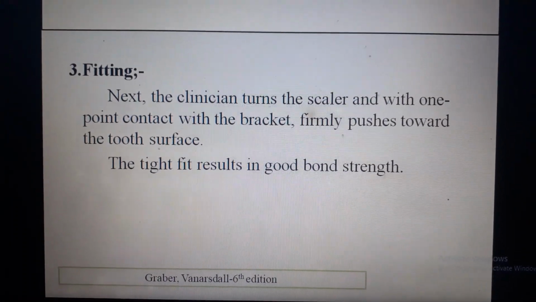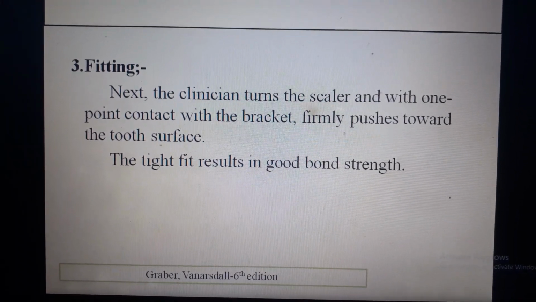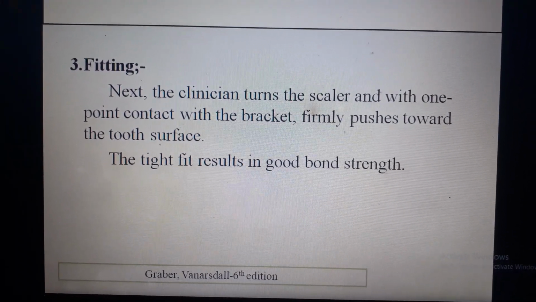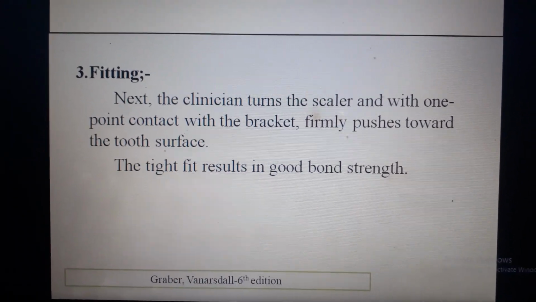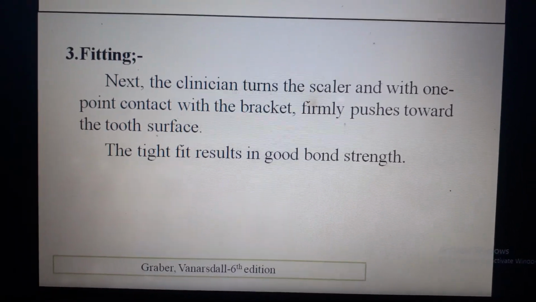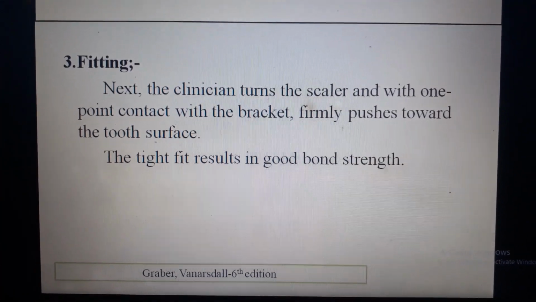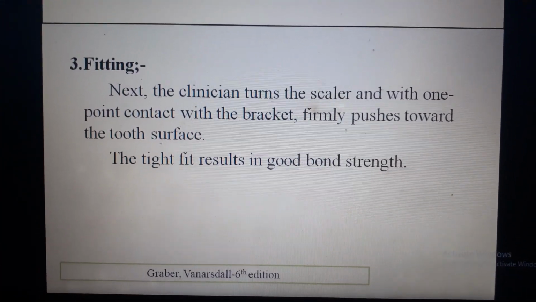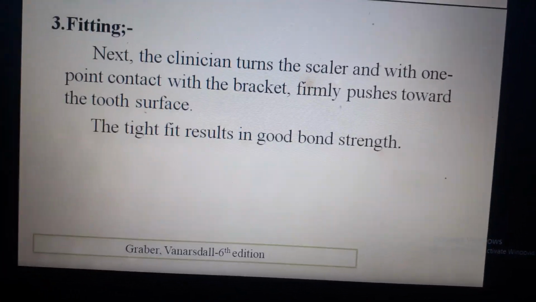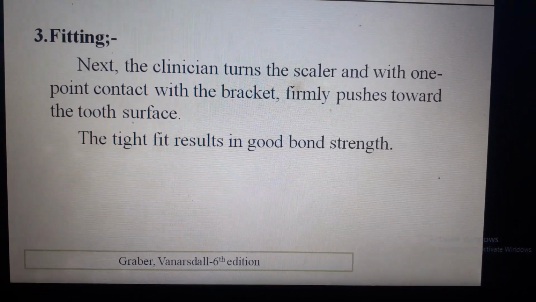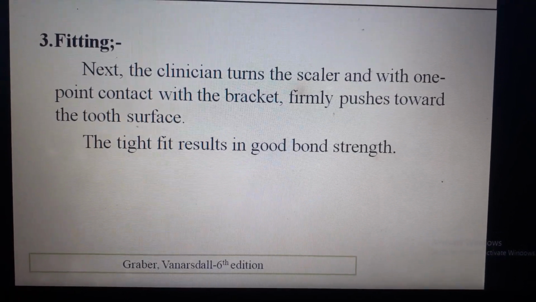Then fitting should be done by pressing the bracket with the composite and firmly pushing it forward onto the tooth surface. The tight fit results in good bond strength. If we tightly fit the bracket on the tooth, it will improve the bond strength.